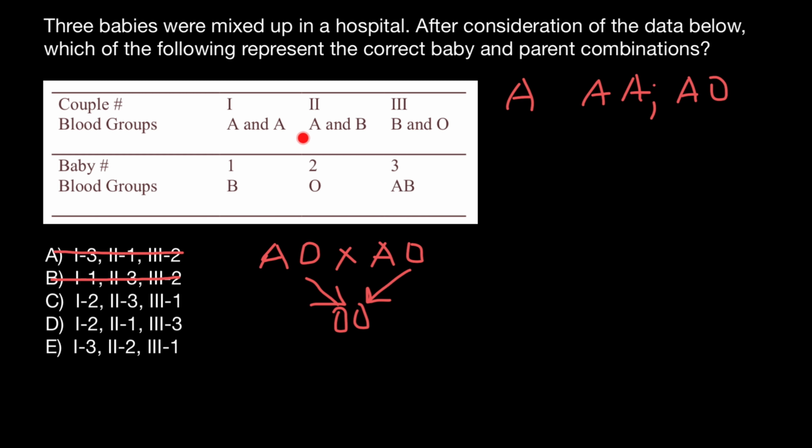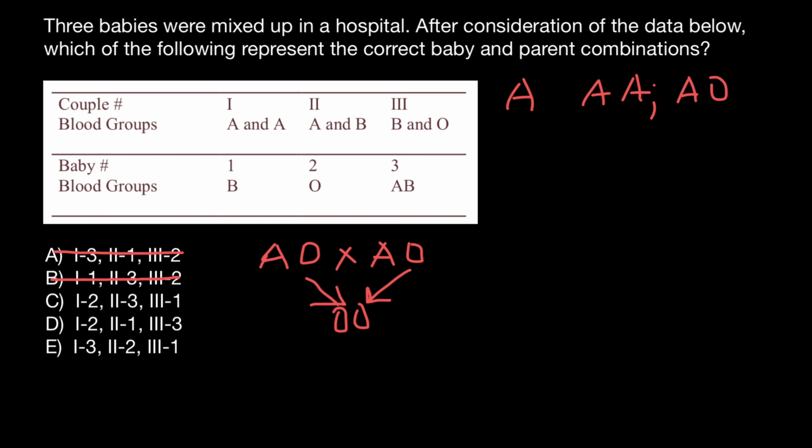Is it possible for couple 2 to have child 3? Of course, we don't even need any diagrams here. One parent can contribute the A allele and another parent can contribute the B allele. So they may have a child who belongs to the blood group AB.